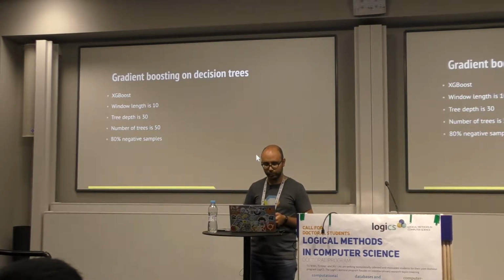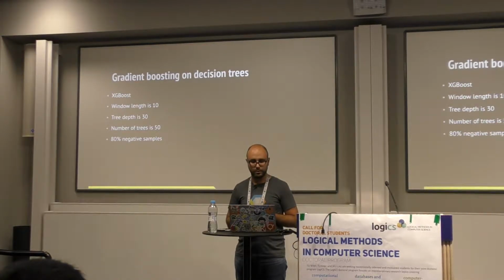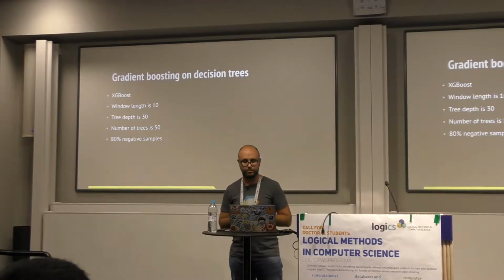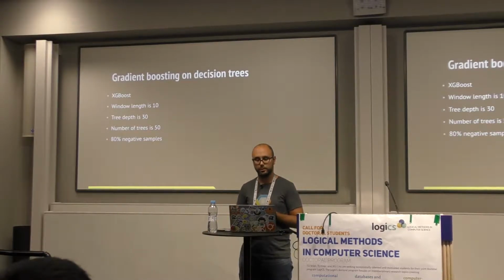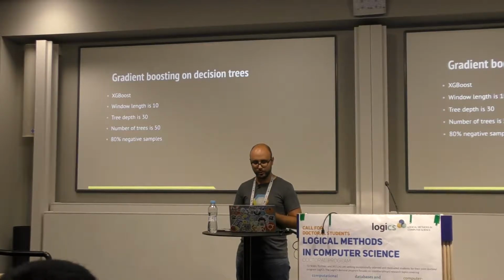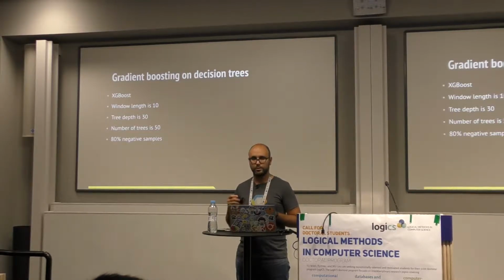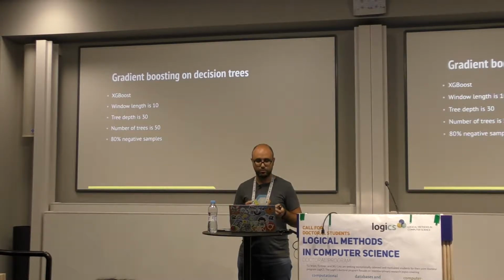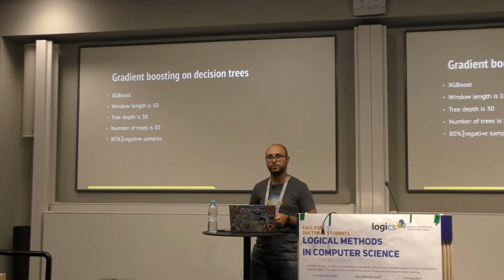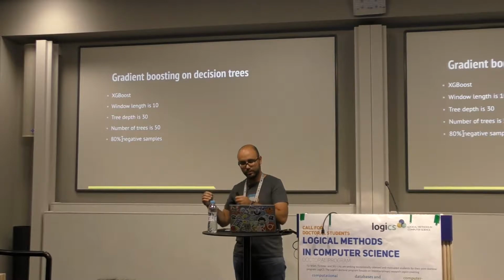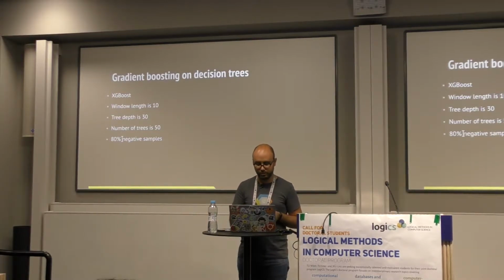In our case, we use XGBoost as a very solid implementation of decision trees. Also, they are boosted. We used a window length of 10, and we could not actually sample all possible non-splitting places because it would take too much time to train. XGBoost just doesn't work so fast for us. So we decided that we will use 80% negative samples. So we're not going to use all places, just some randomly sampled 80%.